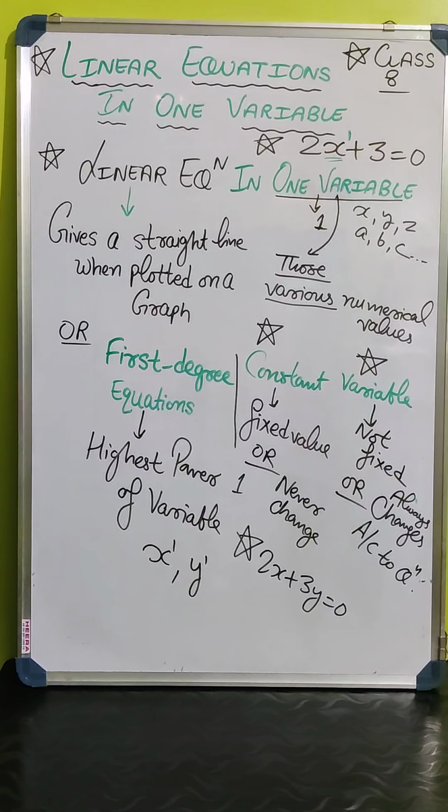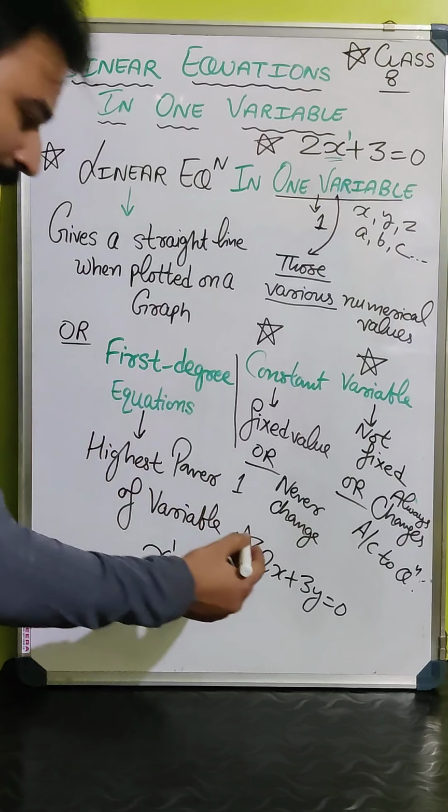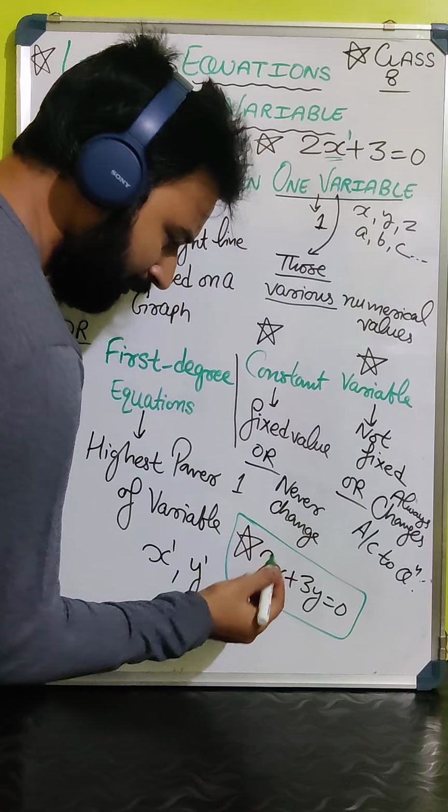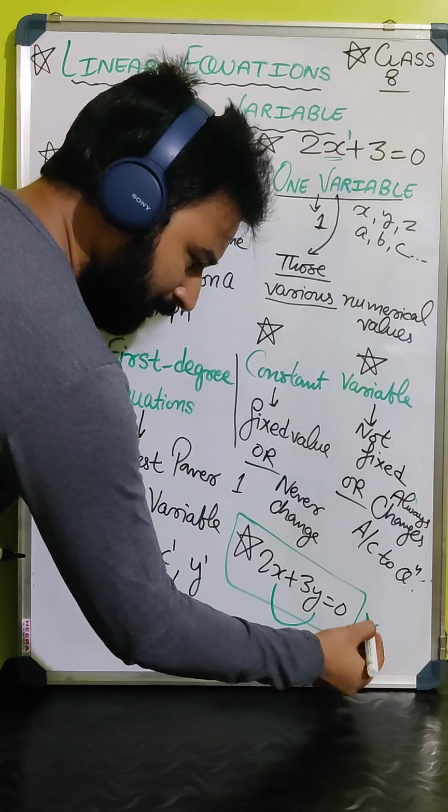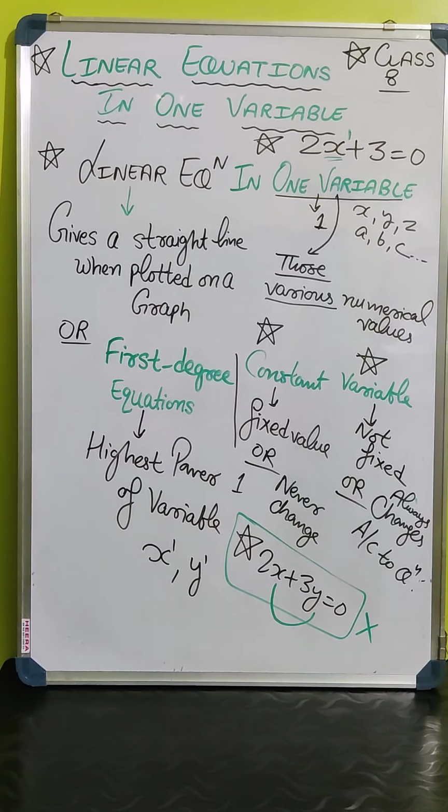If I write 2x plus 3y is equals to 0, is it a linear equation in one variable? No, absolutely no. Why? Because we are using two variables, x and y. So it is not a linear equation in one variable. Understood everyone? A linear equation in one variable has only one variable and highest power 1. The exponent, or highest power, of the variable will be 1. Understood everyone about linear equation in one variable? Okay.